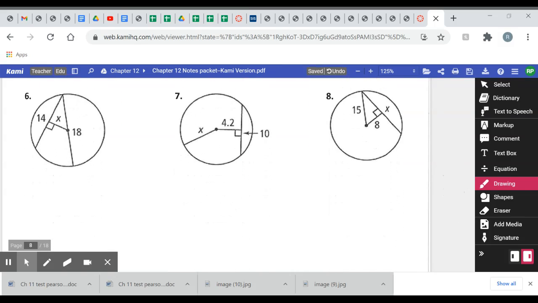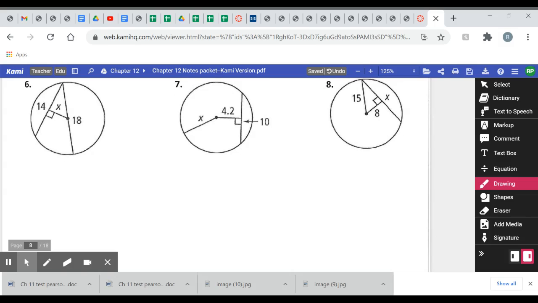All right, next, on number 6, here's where we need to do a little bit of work. They want us to figure out what X is. From the center to the chord is X. I do see there's a right angle here. If this whole thing is 14, then this piece is 7 and this piece is 7. I also know that if this whole diameter is 18, then this must be 9 and this must be 9. So if I focus on the triangle where the X is, I have a right triangle, and this piece is 7, that piece is X, and that piece is 9.